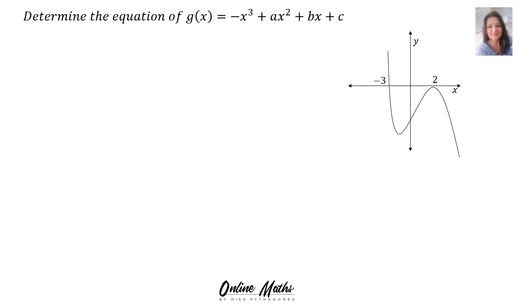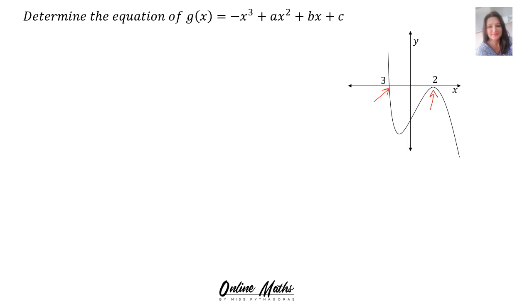The next question, determine the equation of g of x is equal to minus x cubed plus ax squared plus bx plus c. Now in this example you will see that there isn't three definite x-intercepts. This is where your graph will find -3 as an x-intercept, and there at 2 it is an x-intercept, but it's also where your graph bounces.